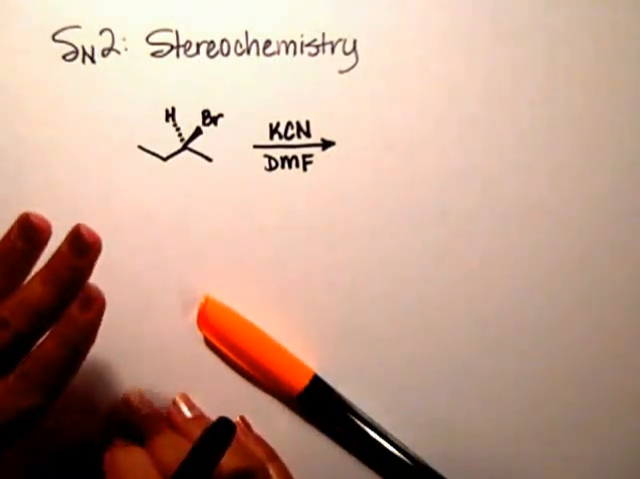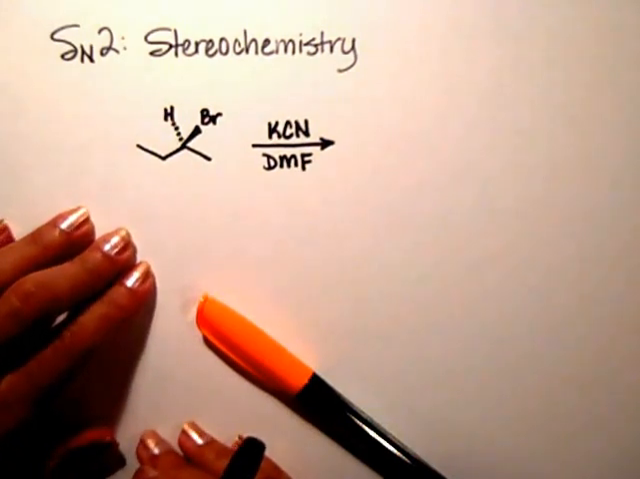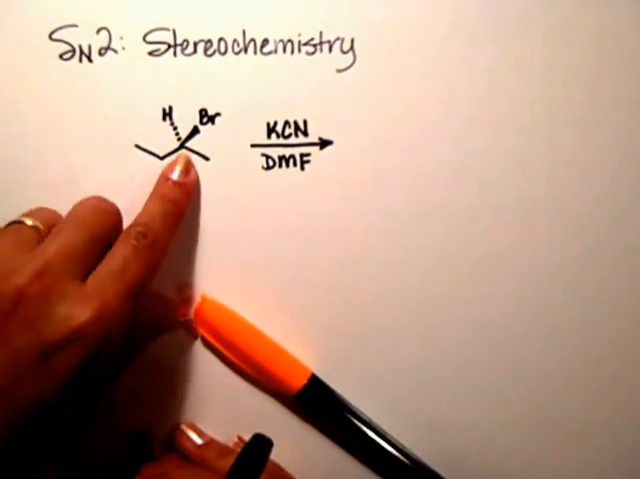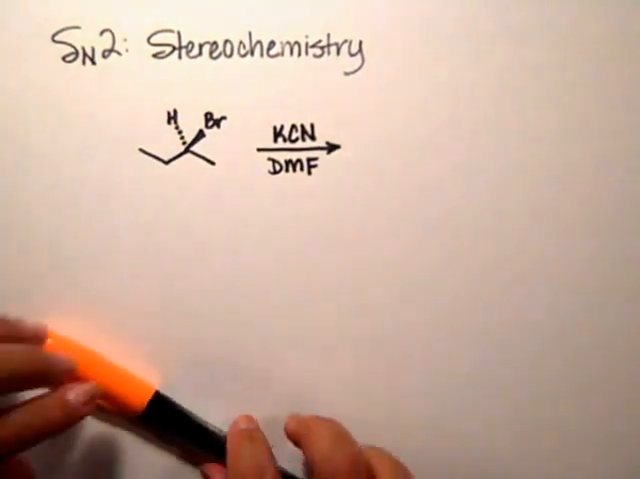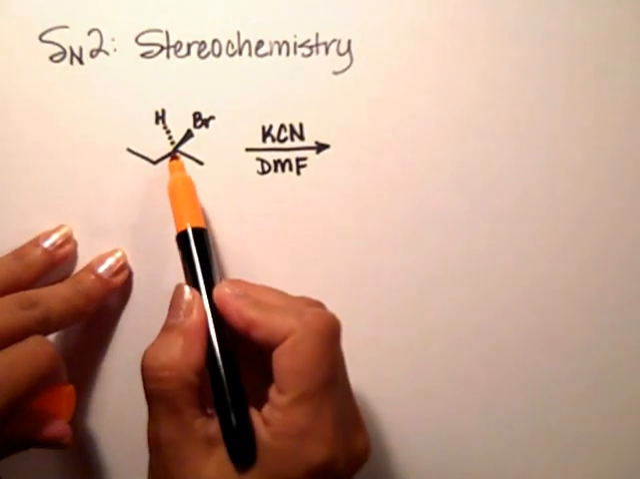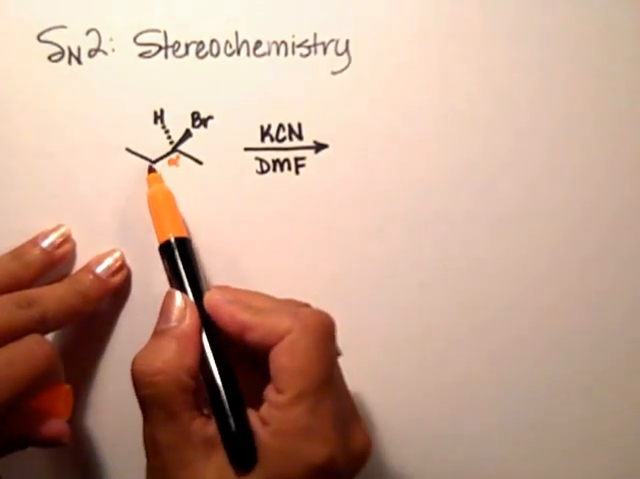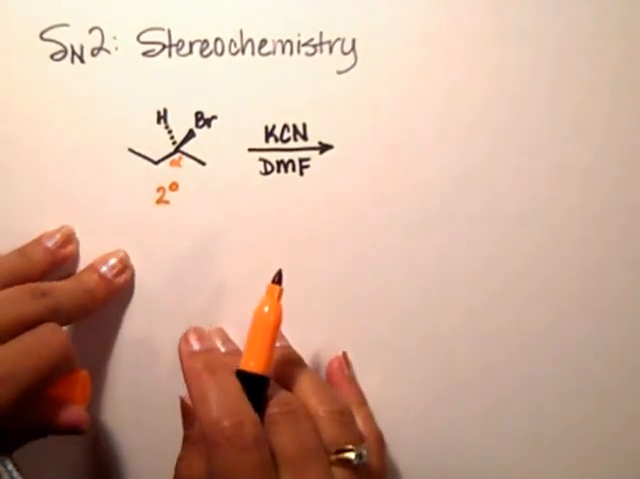Now we're going to cover the SN2 from a stereochemistry point of view. So again, as soon as you see your alkyl halide, I want you to classify it. You go to the alpha carbon, which is the carbon that has the halide attached to it. And that carbon is attached in this particular case to two other carbons. So this is a secondary alkyl halide.